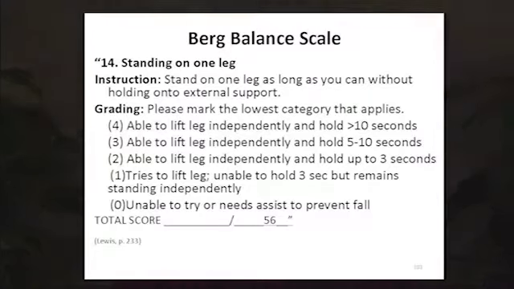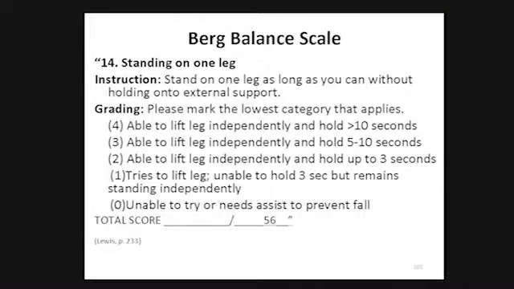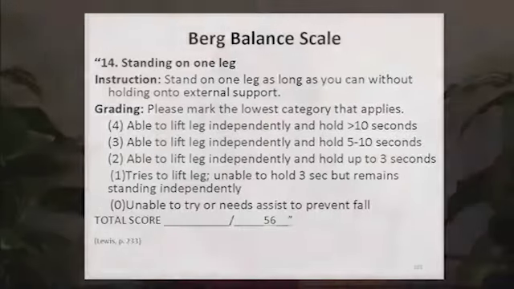Standing on one leg, the unilateral stance test. Okay? As long as you can without holding on to an external support. Now, in this test, you notice they didn't say the arms are folded, but all the therapists I know and anywhere I've seen in the literature, arms folded across the chest.